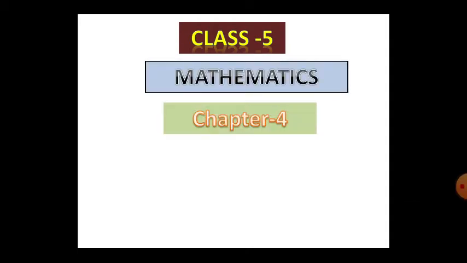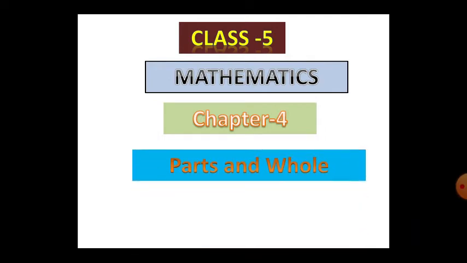In your previous class, we completed chapter 3, that is, How Many Squares. In that, you already know how to find the area and perimeter. Now, let me start chapter 4, Parts and Wholes.